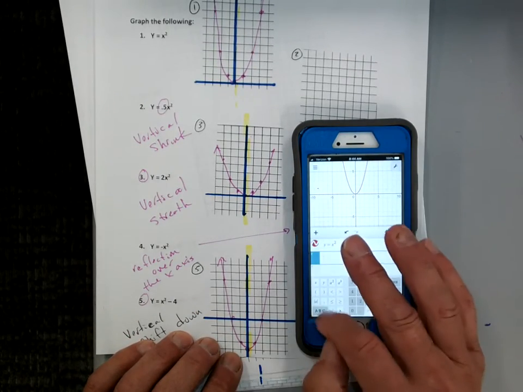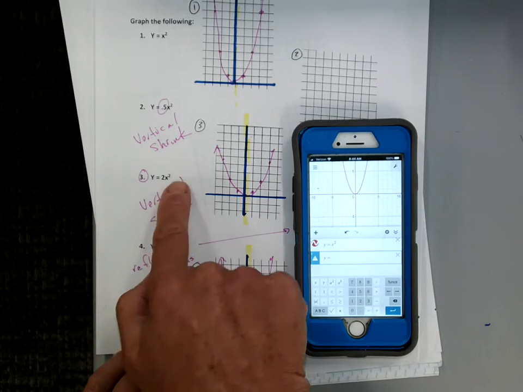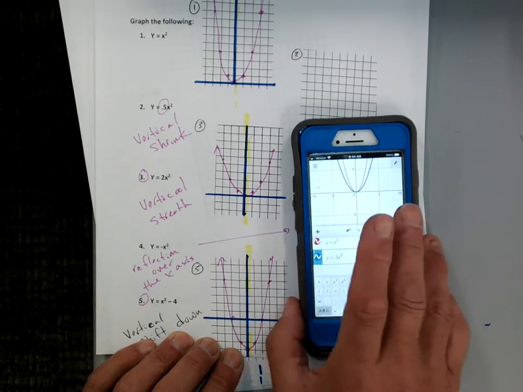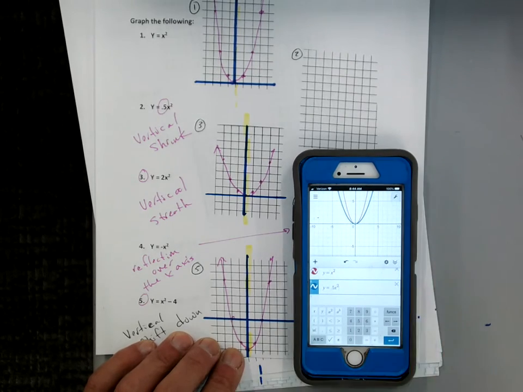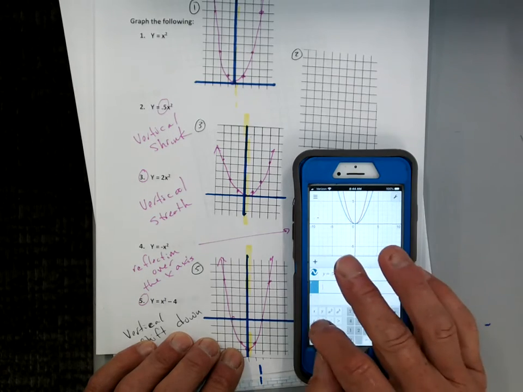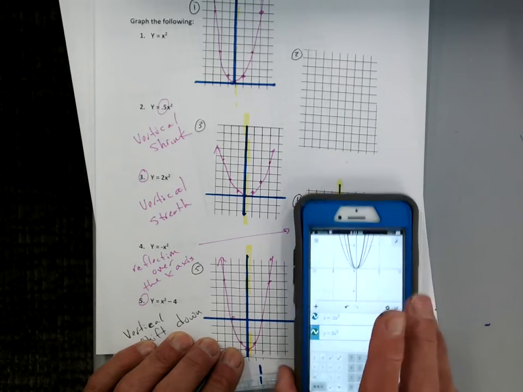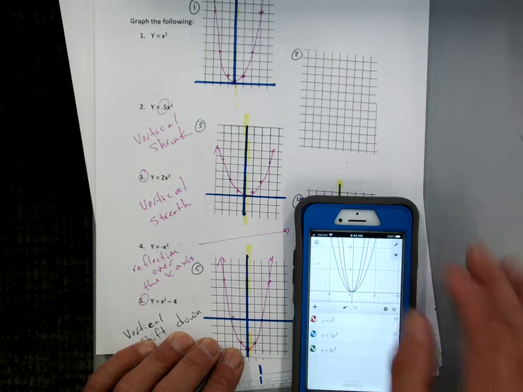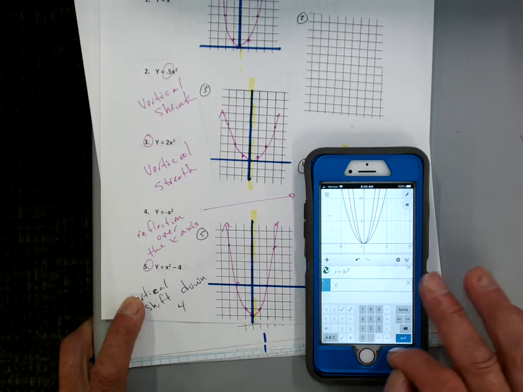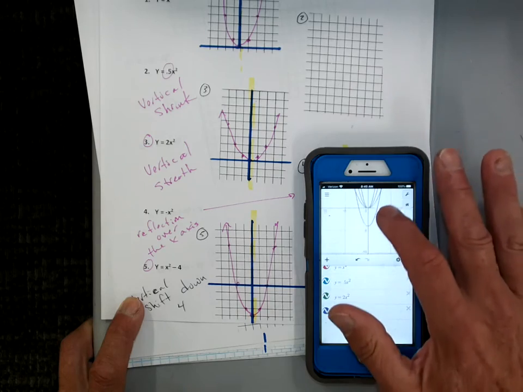If I had y equals 0.5 x squared, see, it's not as tall, it's stretched out. If I had y equals 2x squared, there it is, it's just much taller. Okay, see that? And then even if I do this one, if I have y equals x squared subtract 4, there it is, drop down 4.